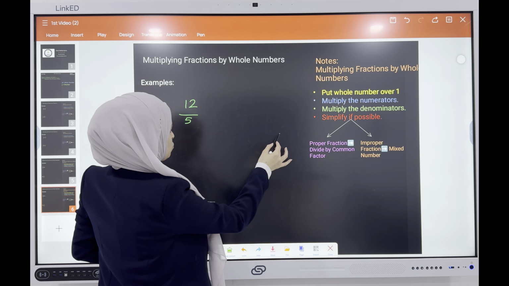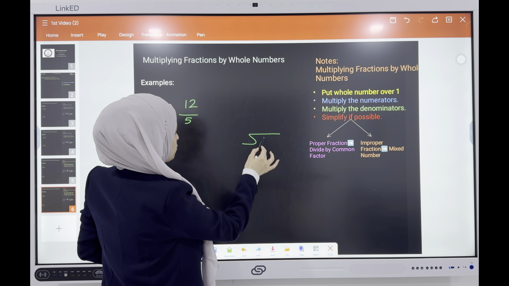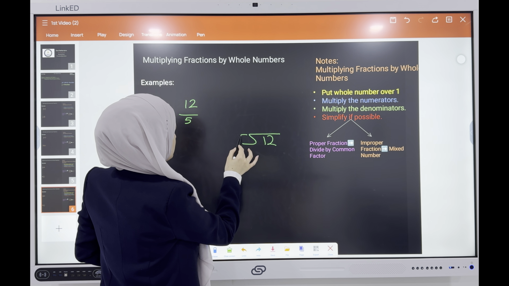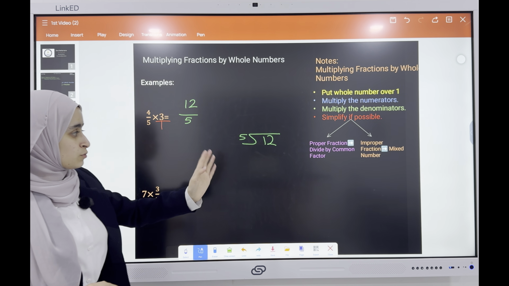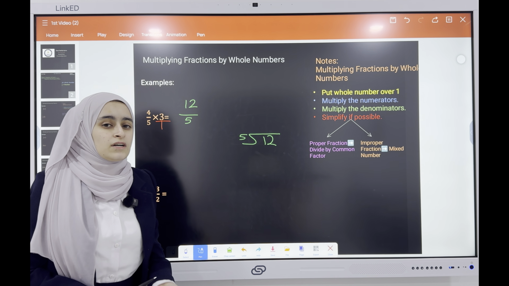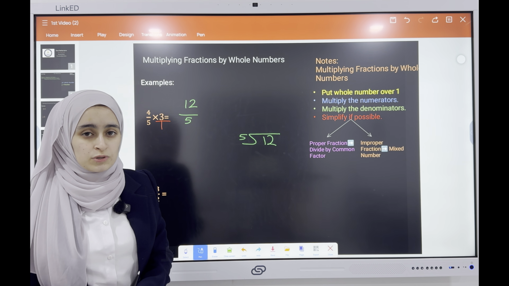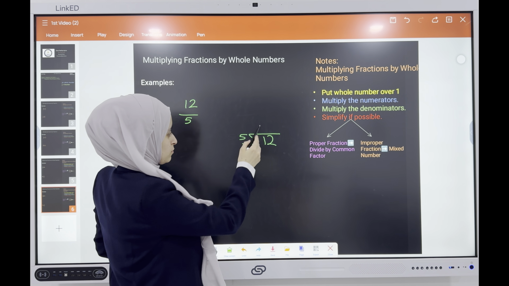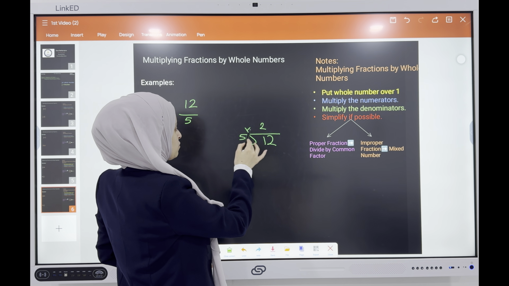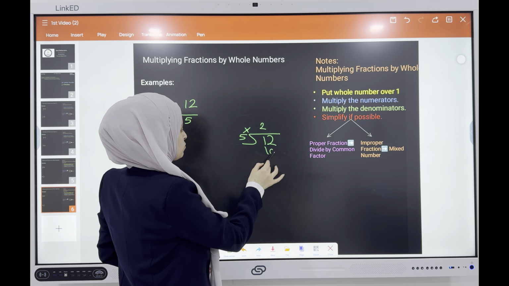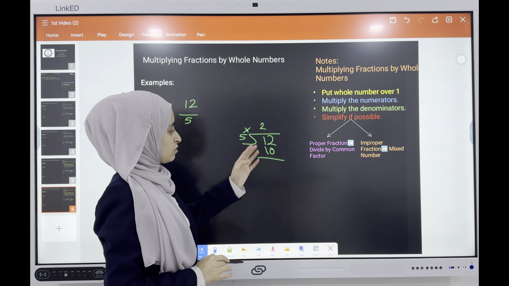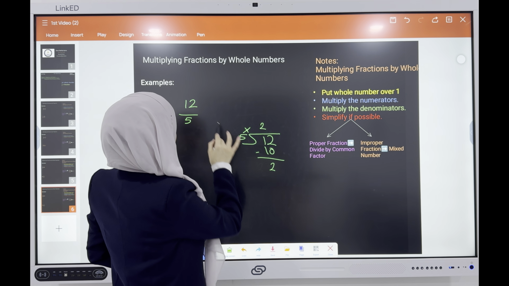It means you have to use long division. 12 is inside, 5 is outside. 12 divided by 5. How many 5s do we have inside 12? 5 times which number is equal to 12 or less than 12? 2. 2 times 5 is equal to 10. 12 minus 10 is equal to 2.